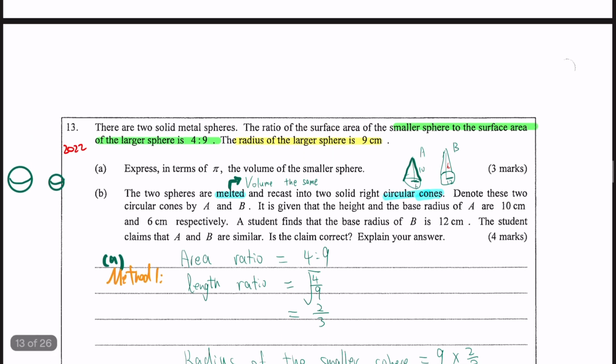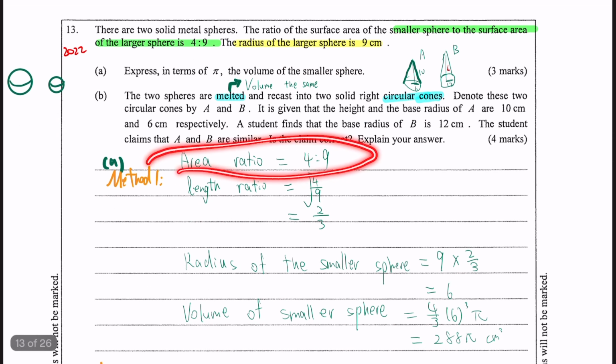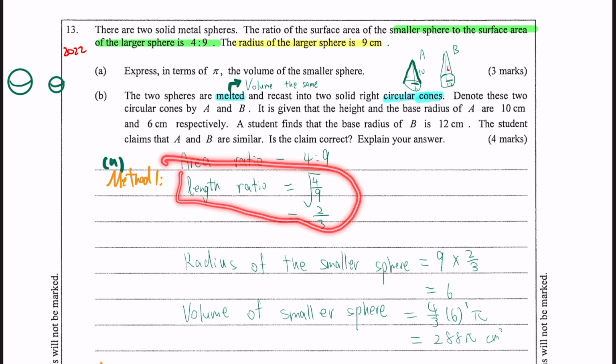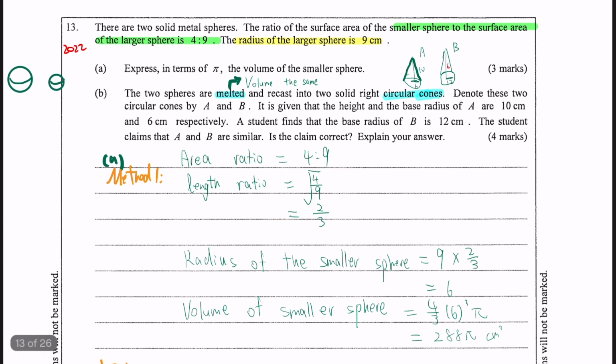So the area ratio, we have it. We can find the length ratio by square rooting it. And then after you find the length ratio, you can find the radius of the smaller sphere and then put it into the volume of sphere formula. You will have the answer.